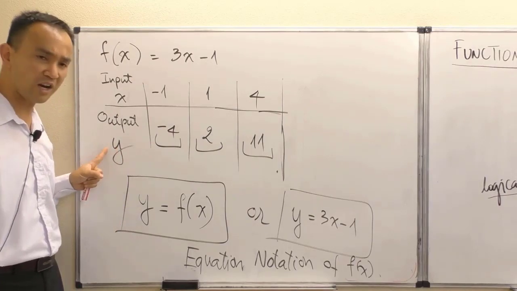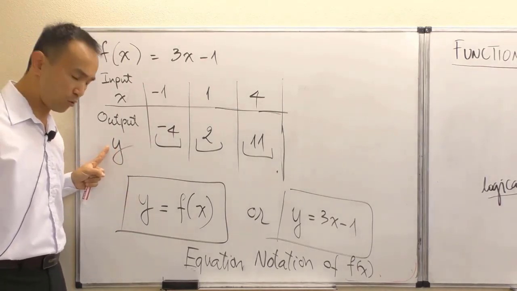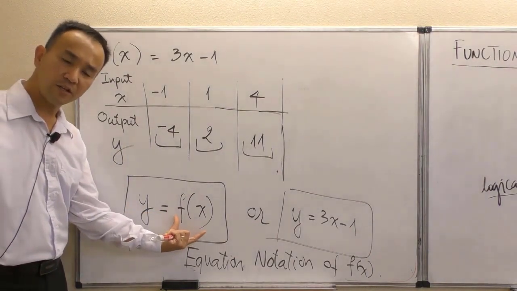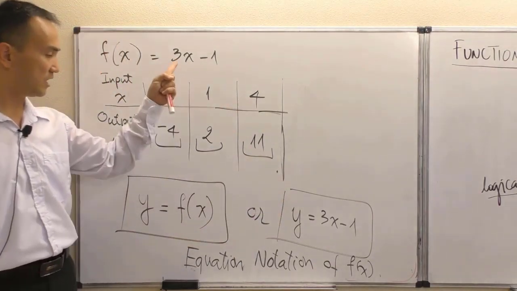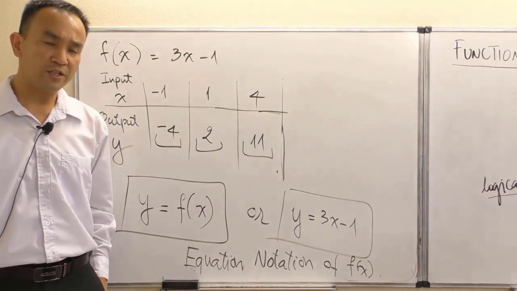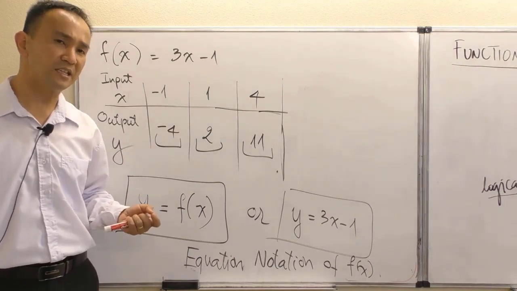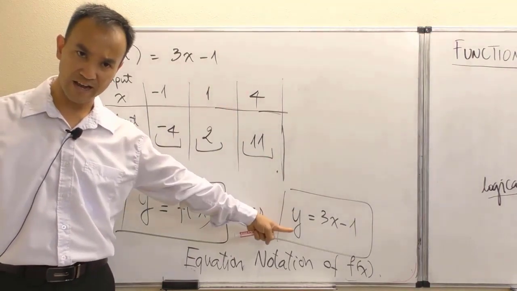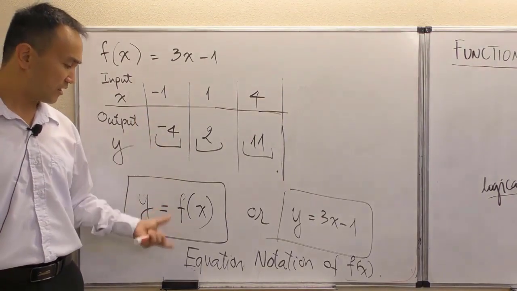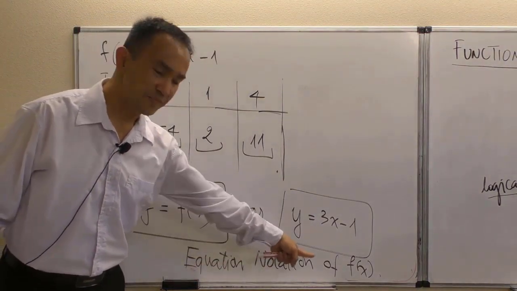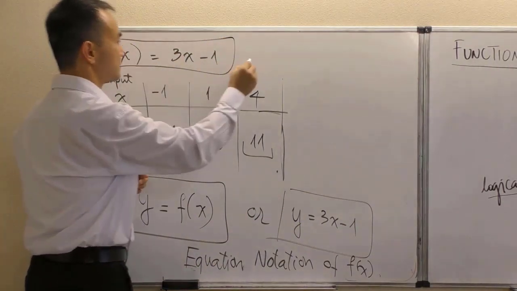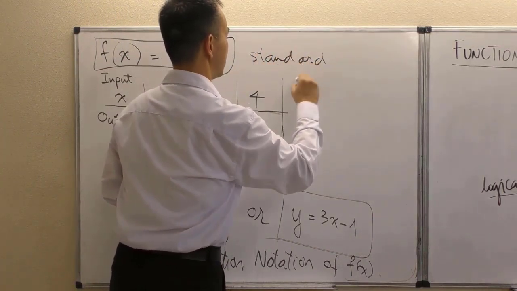Whatever we named it, here in this table I named that y. So y is a variable that equals the output value of this function. Specifically in this case, y equals 3x minus 1. For any of you who are learning this video after you have learned about linear equations, yes, y equals 3x minus 1 is a linear equation. But now, in the concept of a function, this is the equation notation of our function f of x, whereas this is the standard notation.